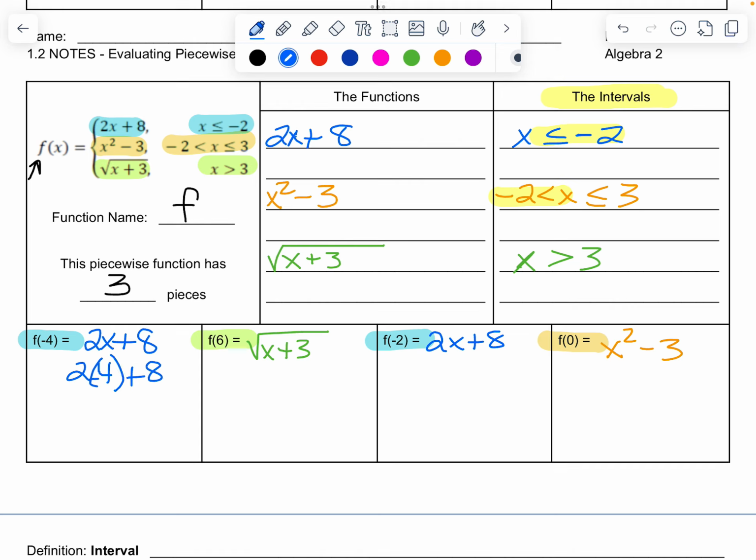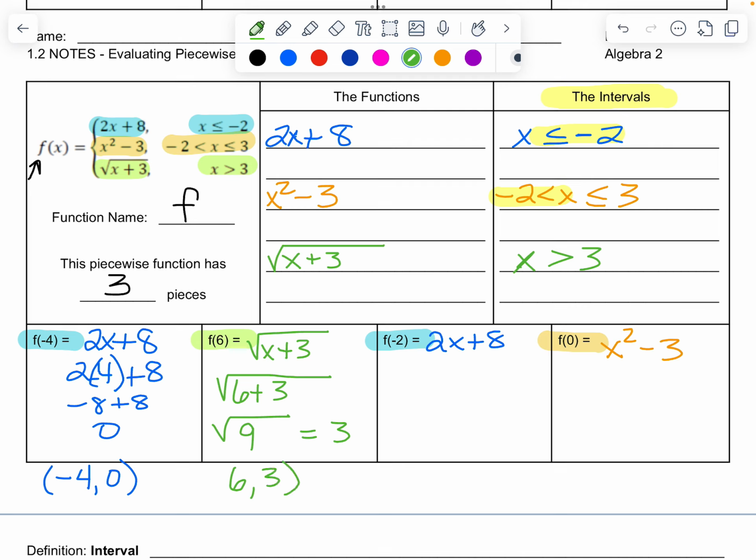So for instance, in this first one, I plug in -4 into the blue, the first piece. I do the math work here, and I get 0, which means I would have a spot on this graph at (-4, 0). The second one is in green. It's that square root function. I'll take the x value in the parentheses, 6, and plug it in wherever I see x. 6 plus 3 is 9, and the square root of 9 is 3, which means on the second piece I would have a point at (6, 3).